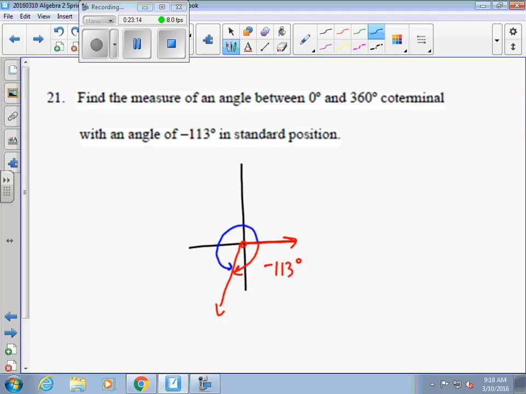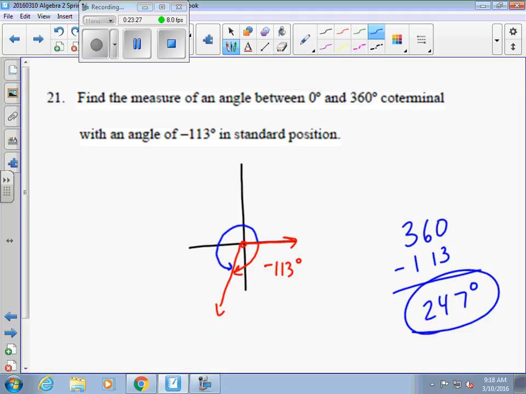So all you have to do is take 113 and subtract it from 360. 360 minus 113. If you borrow, 10 minus 3 is 7, 5 minus 1 is 4, and 3 minus 1 is 2. That is your coterminal angle, 247 degrees.